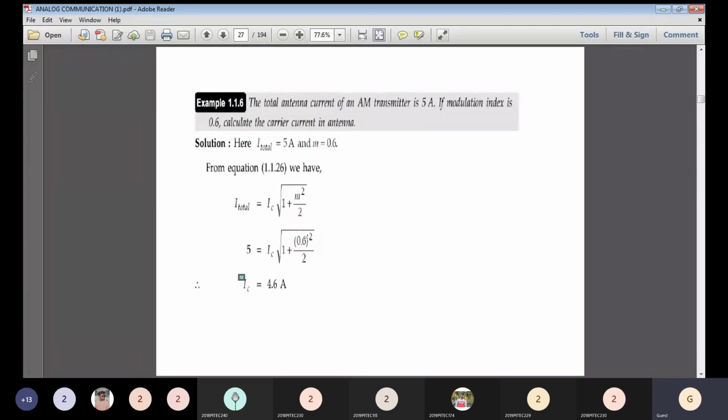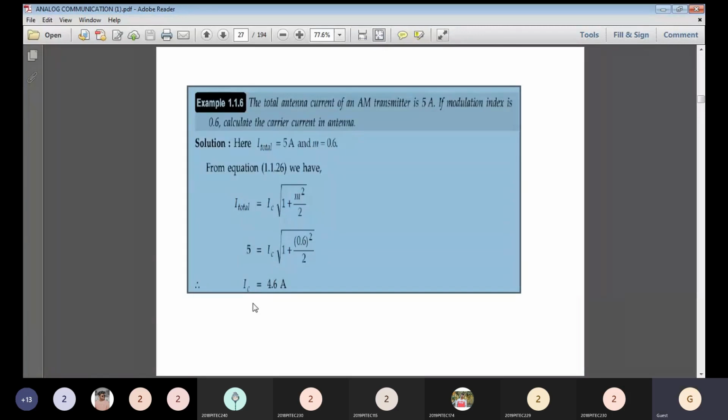First do 0.6 square divided by 2. Then add 1 to this result. Then take the square root. Then move this value to the left hand side. Divide 5 by this answer. You will get the answer: IC is equal to 4.6 amps. After completing this class, I will share the notes. You can check all your answers.